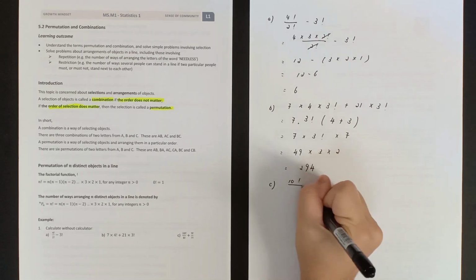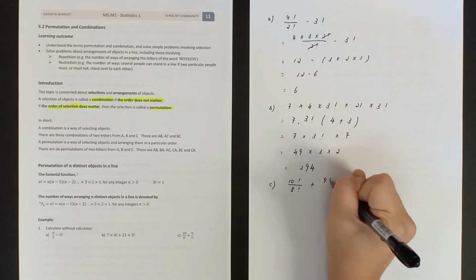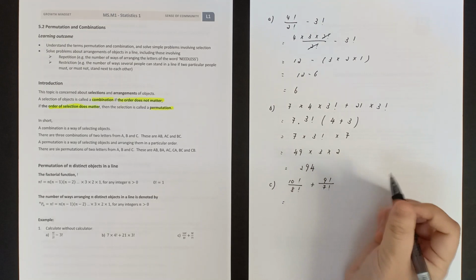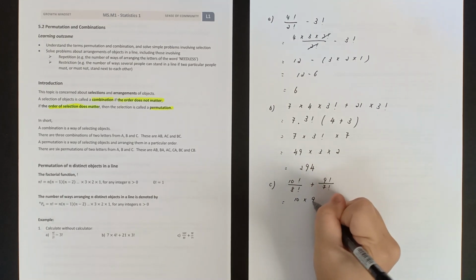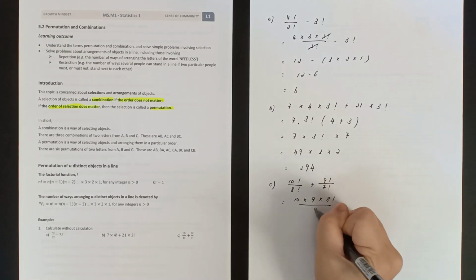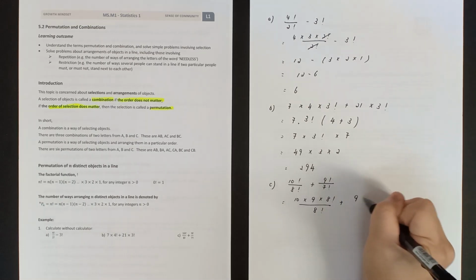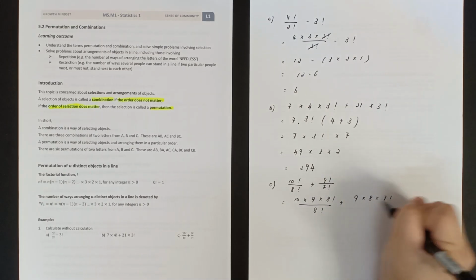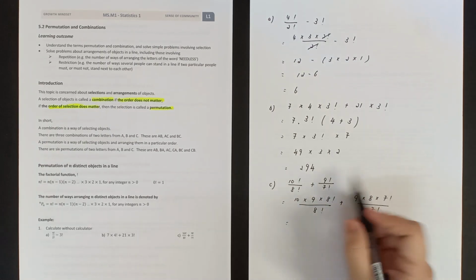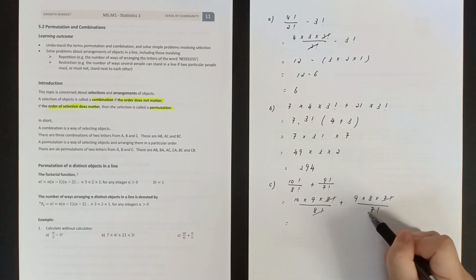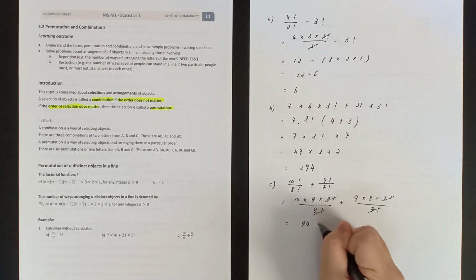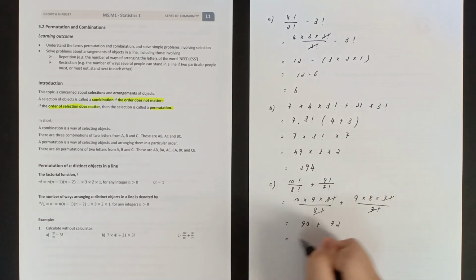Okay, move on to C. So 10 factorial divided by 8 factorial plus 9 factorial divided by 7 factorial. So 10, 9, 8 factorial divided by 8 factorial plus 9 times 8 times 7 divided by 7 factorial. So here, and here. So I'm left with 90 plus 72, which gives me 162. Is that alright? Yeah. So try to learn to do everything without a calculator, then you will understand it better if you need to solve questions like this.